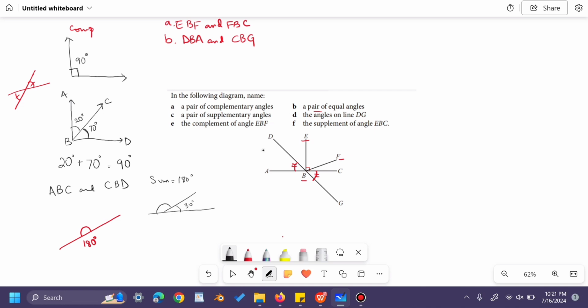So what will be the rest of the angle? This will be 150 degrees. So these two are a pair of supplementary angles, right?